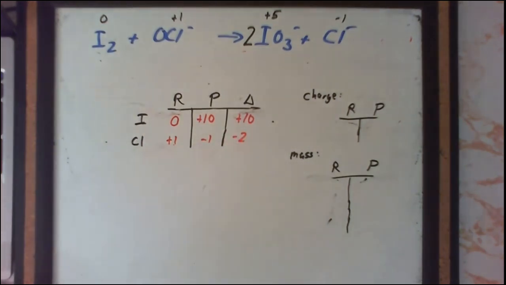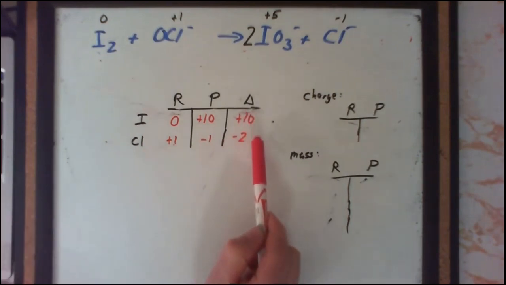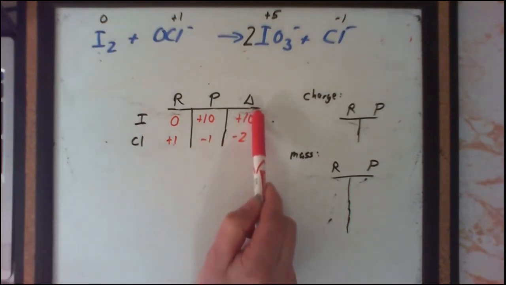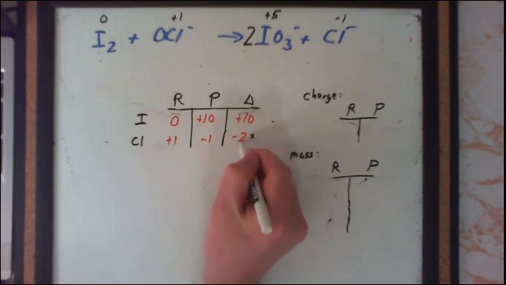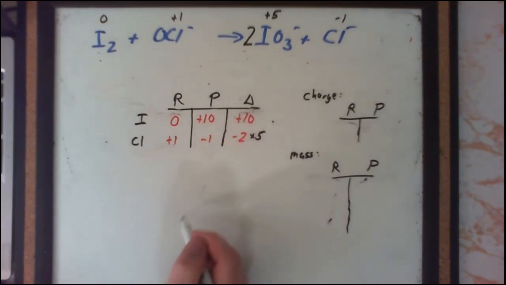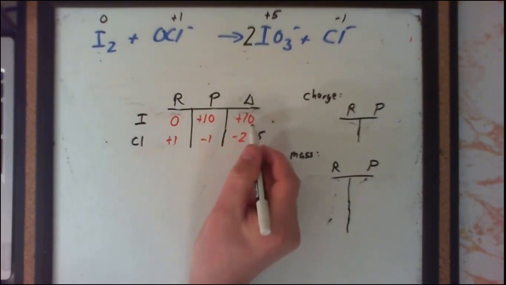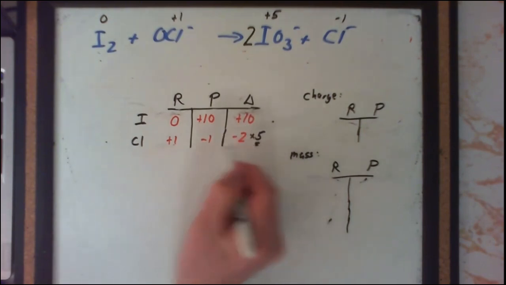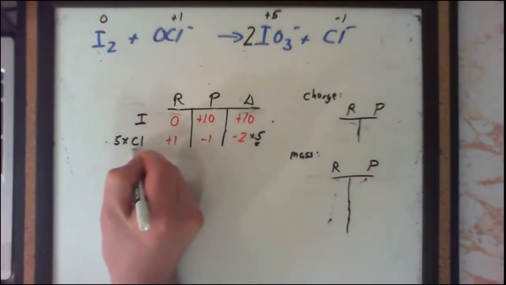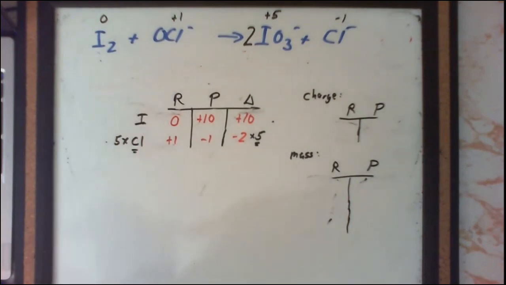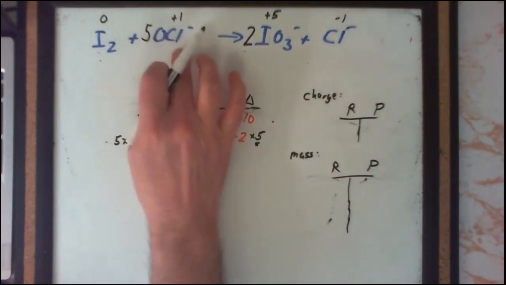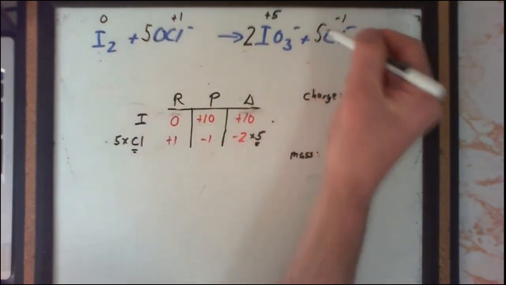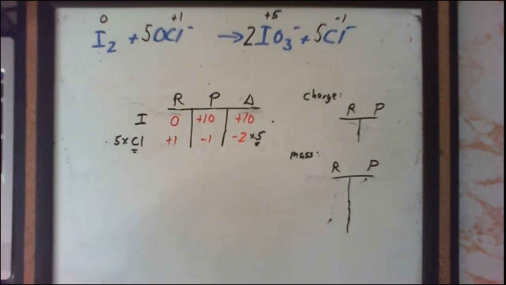Next step is to figure out how to ensure that the magnitude of this change is the same as the magnitude of this change. So the lowest common multiple of 10 and 2 is 10. So I can make this into a 10 by multiplying this by 5. -10 then will have the same magnitude as +10. So because I have to multiply this by 5, I need to multiply all my chlorine-containing compound coefficients also by 5. So it becomes 5 OCl minus and 5 Cl minus.